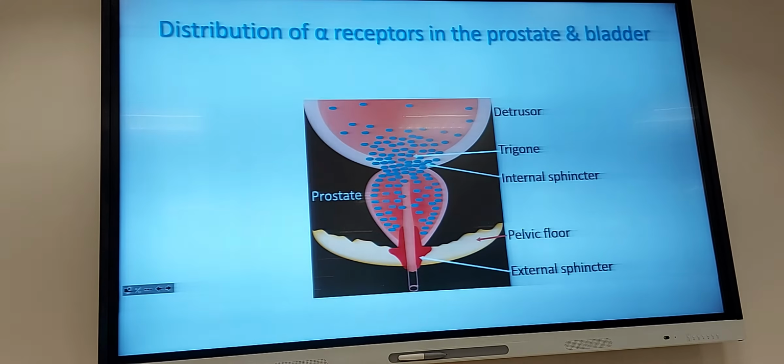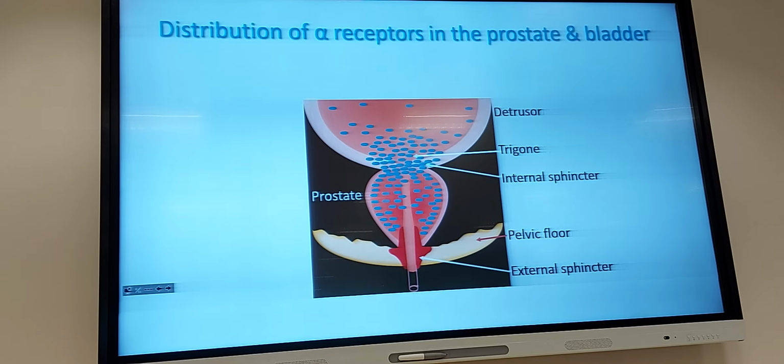Let's have a look at the distribution of alpha receptors in the prostate and bladder. As you can see, alpha 1 receptors are abundant in the urinary bladder, especially in the trigone area, in the bladder neck, and also in the prostate, at the internal sphincter. What will alpha 1 stimulation do? Contraction of the smooth muscles. How? Which G protein is coupled with alpha 1? Gq.